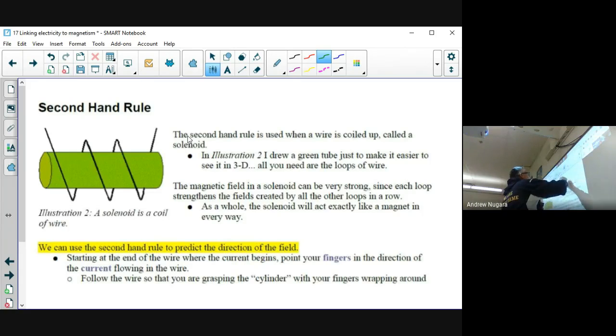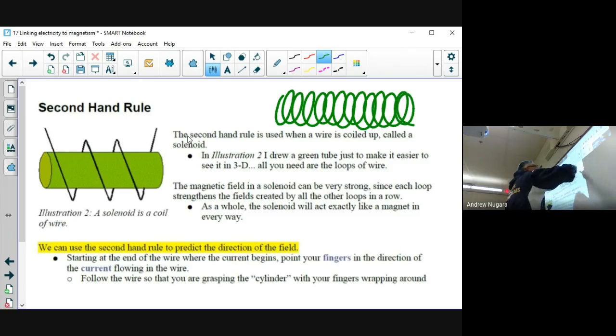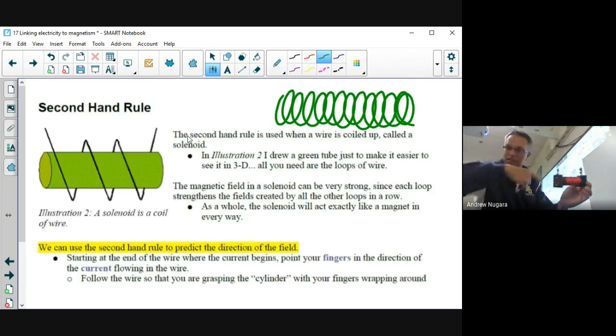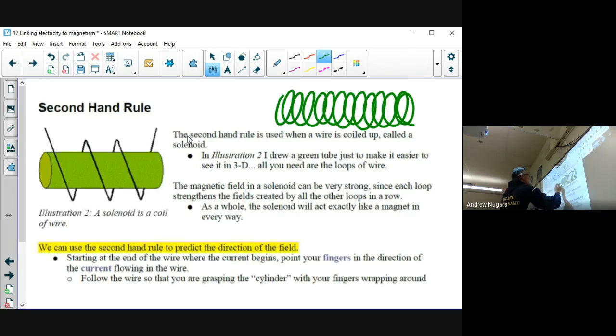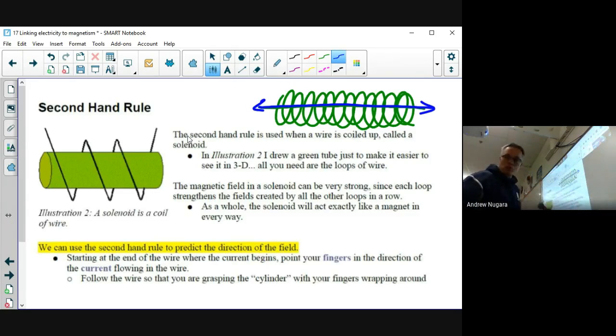So you've got all these curls here. This is the electron flow. So the electrons are going around and around and around this wire. But the magnetic field that it produces is actually straight. So it's a straight magnetic field, with a north pole and a south pole.